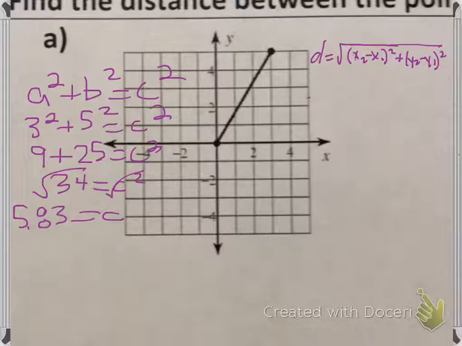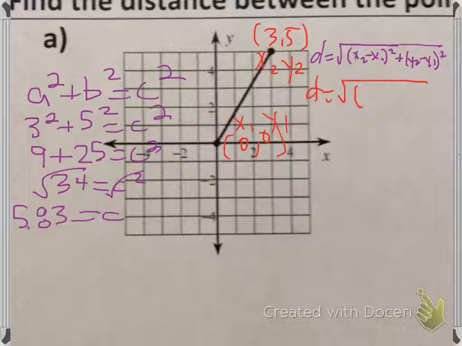So we can do the same thing using the distance formula. We would just have to have the ordered pairs to plug in. This ordered pair is 0, 0. And then this ordered pair is 3, 5. And we would just plug them in. This would be x from my first ordered pair, y from my first ordered pair, x from my second ordered pair, y from my second ordered pair. And I just plug them into the formula. So it would be d equals the square root of x2 minus x1. So 5 minus 0, which is just going to be 5 squared.